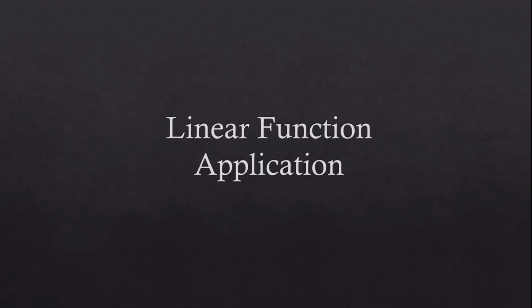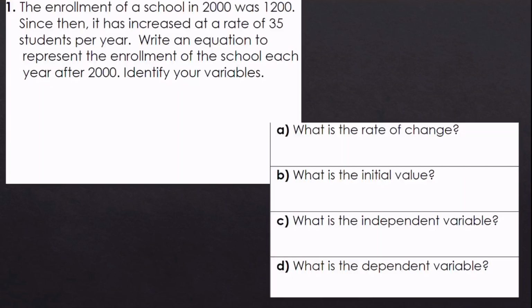So here we are at our final topic, and this is kind of taking everything we've learned and putting it together into a real world situation. What we're going to be doing today is writing the actual function given a situation. Why is this important? Well, the reason we have functions and equations is so that we can determine a possible outcome down the road and make a prediction.